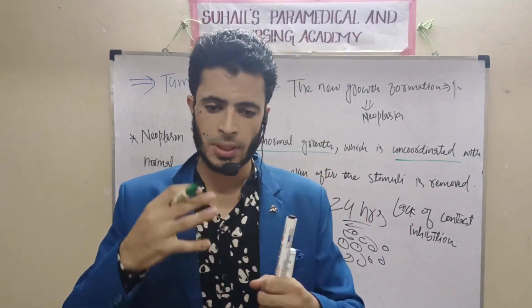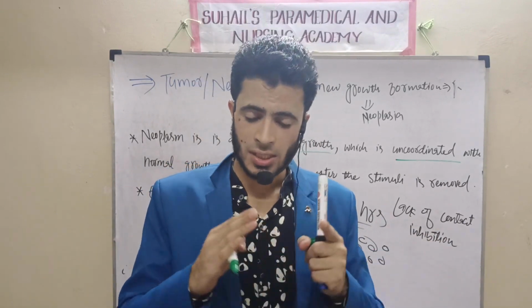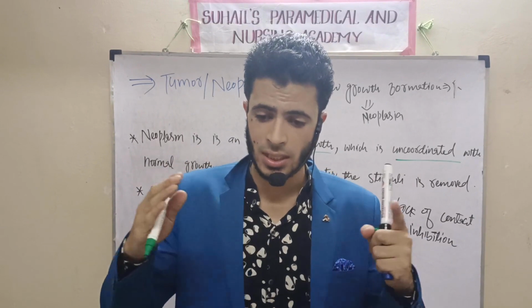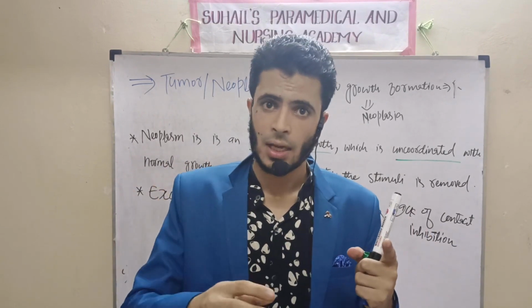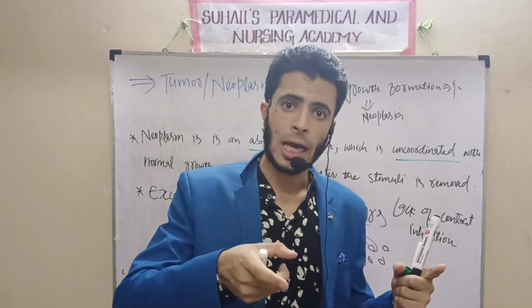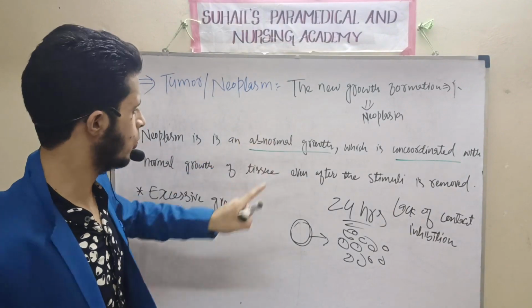Hypertrophy means the cell size will increase, and hyperplasia means the cell number will increase. Both hypertrophy and hyperplasia are very fast in the case of a tumor, or neoplasia.